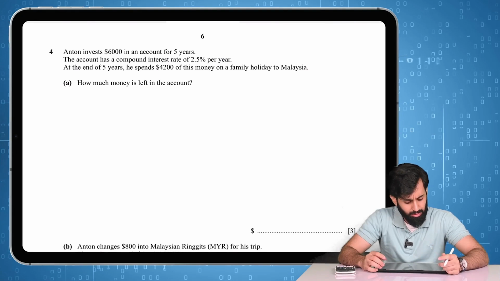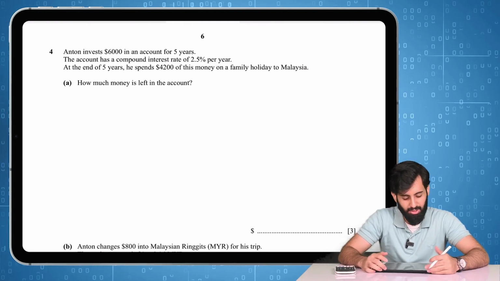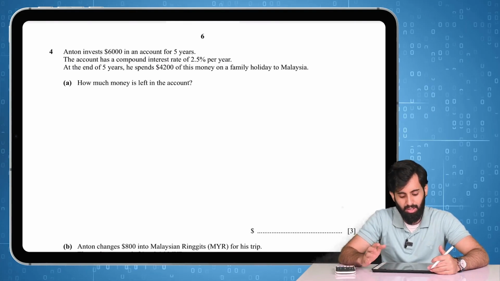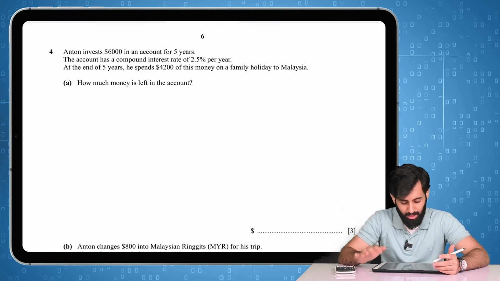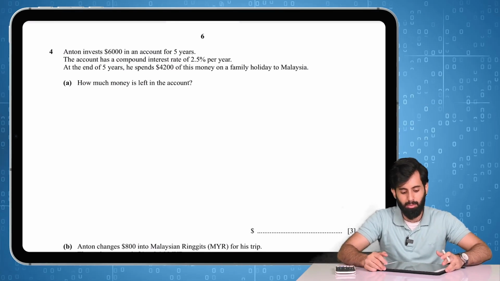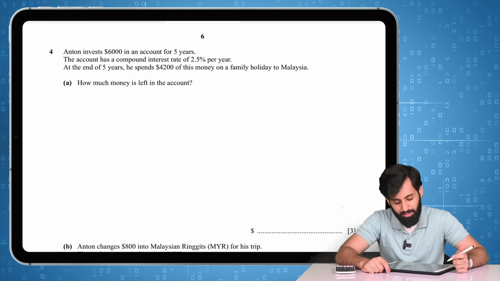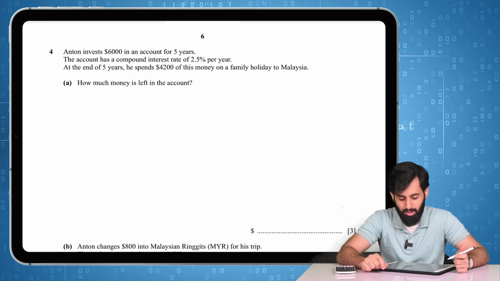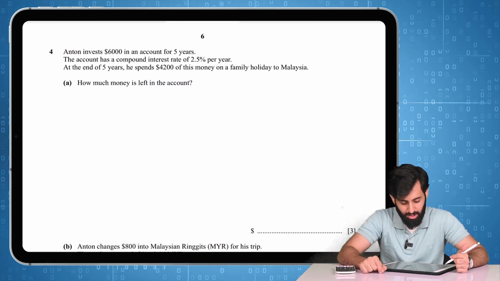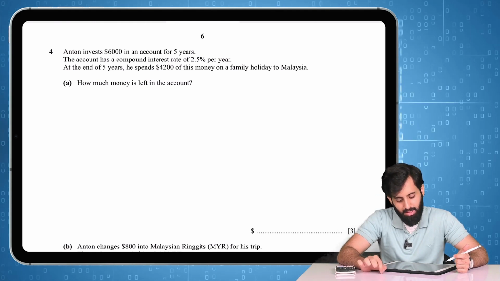It says Anton, I'm just going to call him Mr. A, invests $6,000 in an account for 5 years. The account has a compound interest rate of 2.5% per year. At the end of 5 years, he spends $4,200 of this money on a family holiday to Malaysia. How much money is left in the account?